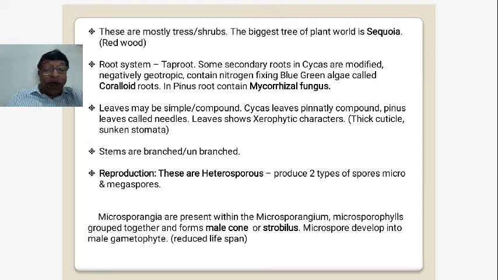Next, if we examine the leaves, leaves may be simple or compound. Compound leaves are present in Cycas. These leaves are pinnately compound. Simple leaves we come across in case of Ginkgo. In the plant Pinus, the leaves are modified into what are known as needles.